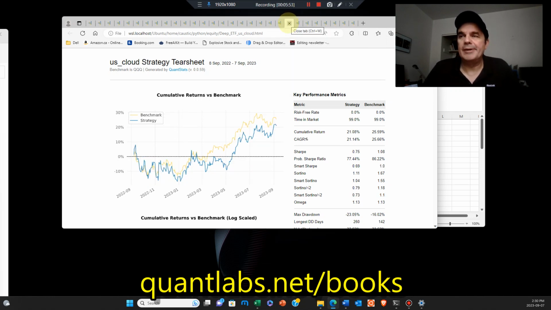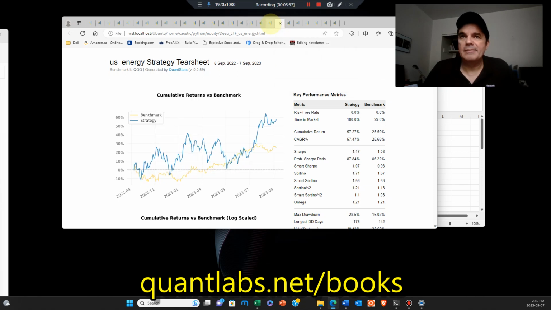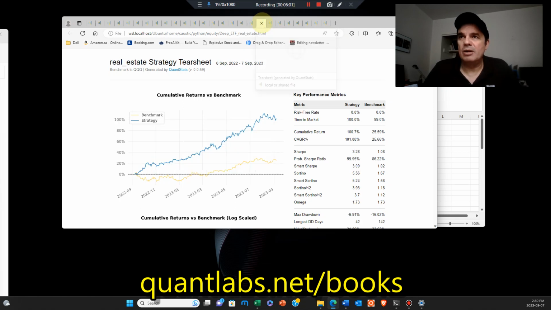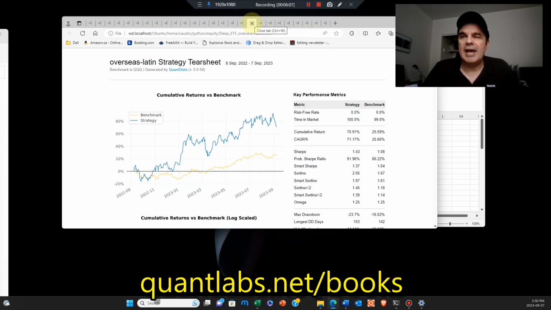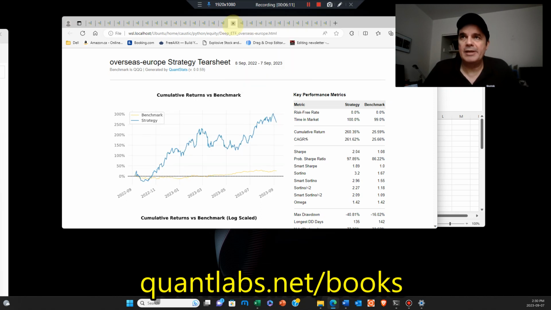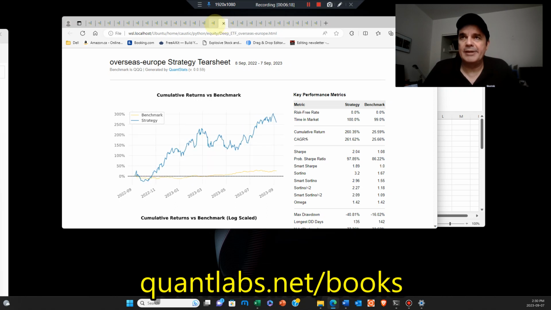Cloud underperforming. We've got biotech underperforming. We've got treasury. It's useless, kind of, pretty well. Real estate's outperforming. We have Latin America outperforming. Japan's outperforming. Europe's outperforming. Overseas currencies not as underperforming.